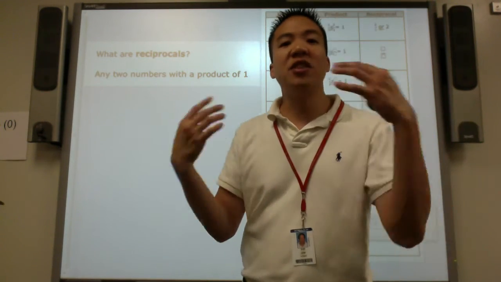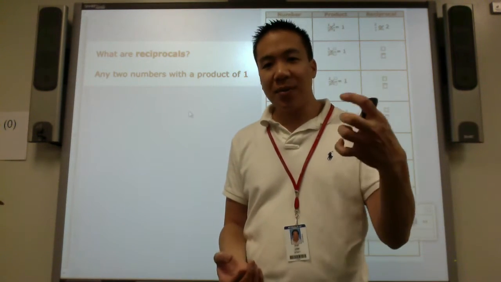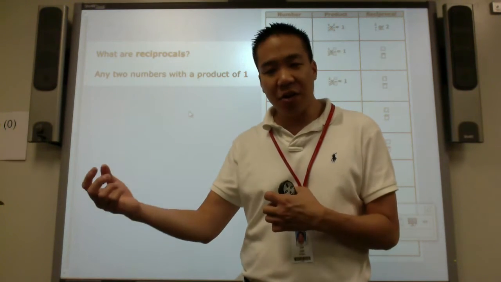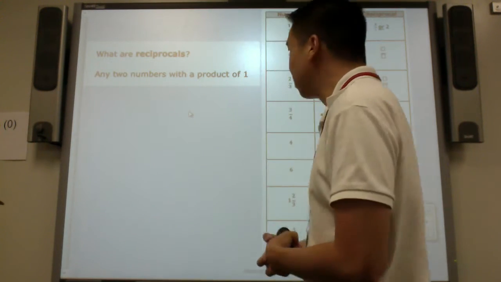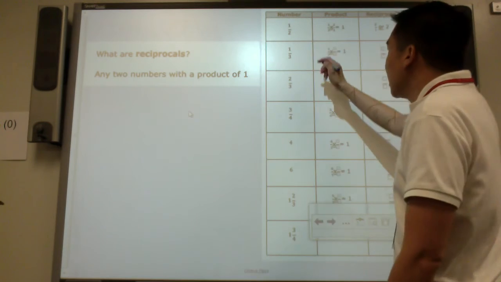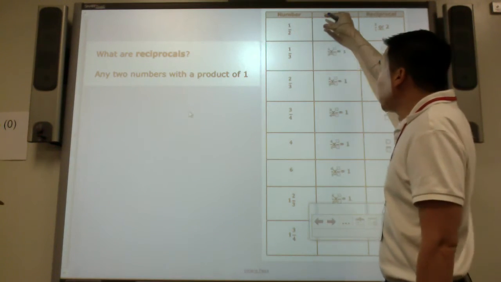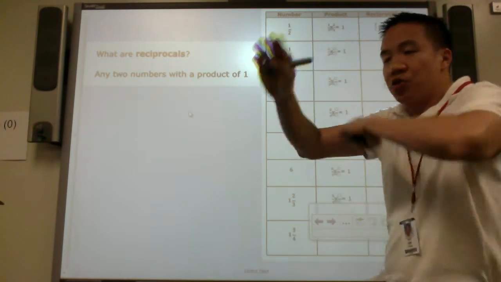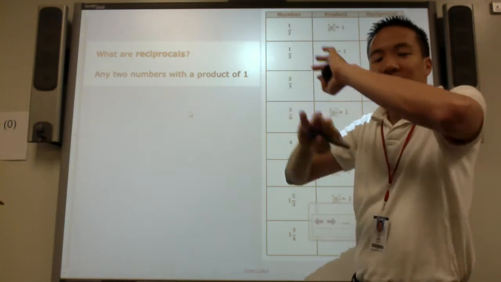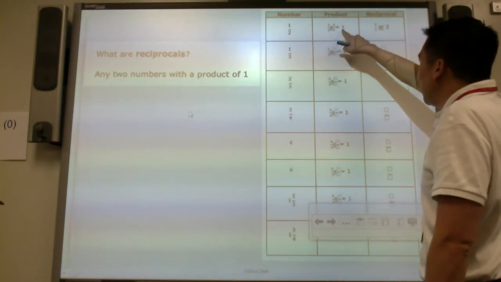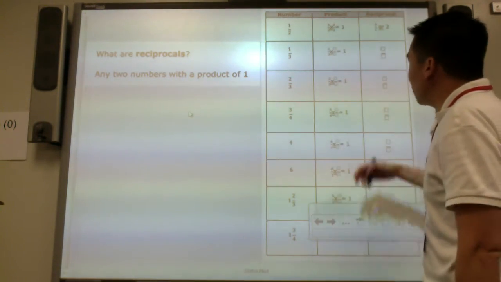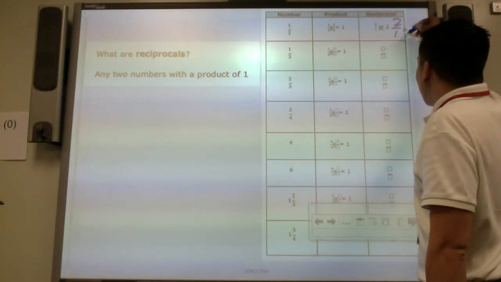So it's like you've done nothing to it. You multiply by something, multiply by another number, and it equals one whole. So 1/2: if I multiply by 2 over 1, the reciprocal, by switching the numerator with the denominator, it equals 1 whole. So the reciprocal is 2/1, or 2.